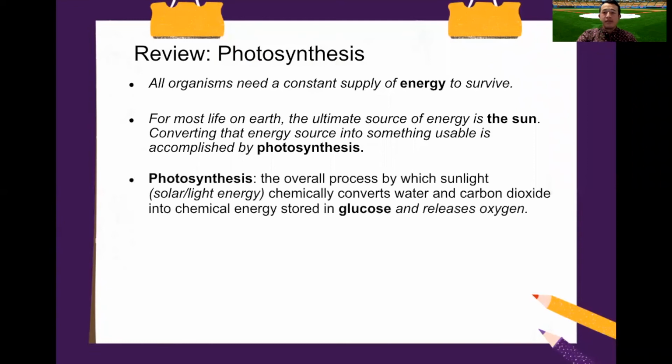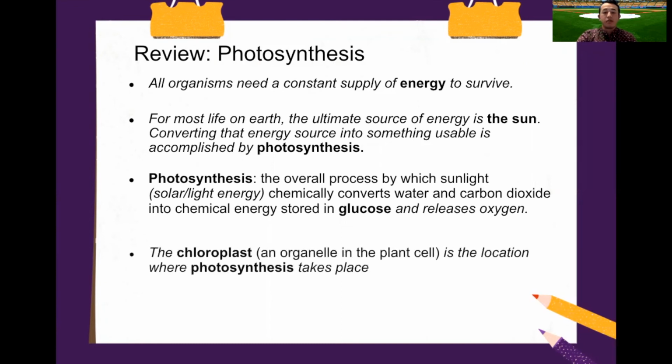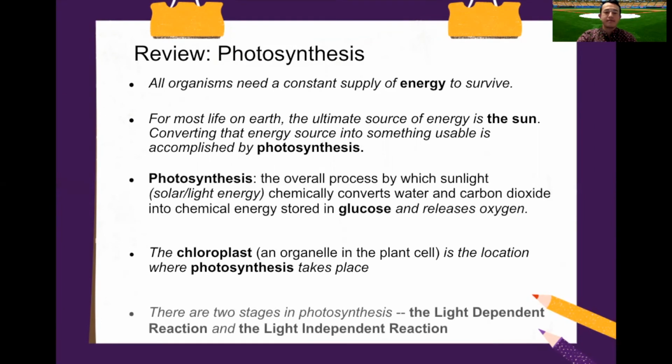Photosynthesis, the real definition, right? The overall process by which sunlight, that solar or light energy, chemically converts water and carbon dioxide into chemical energy stored in glucose, and it releases oxygen as that waste product. The chloroplast, which is an organelle in the plant cell, is the location where photosynthesis takes place. And we know that there are 2 stages in photosynthesis, right? We've got that light-dependent reaction and the light-independent reaction.